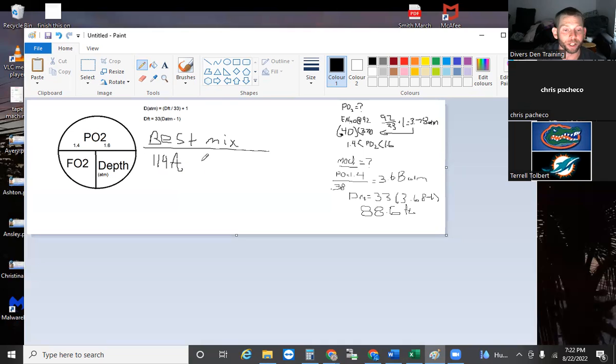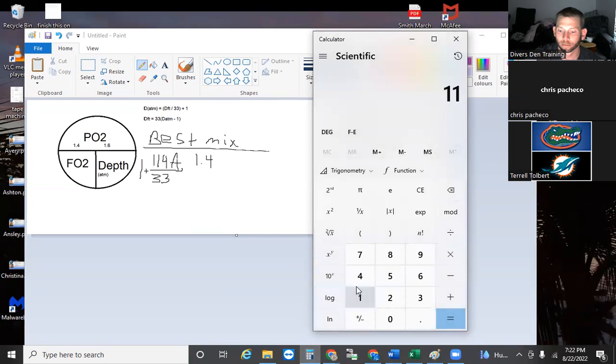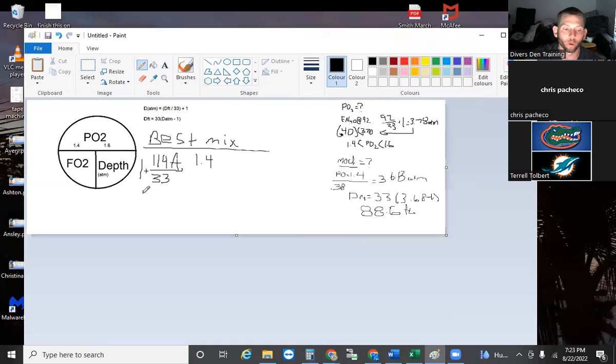Okay, and I don't want to exceed 1.4 of a partial pressure. So now I have to convert that to atmospheres, right? So I'm going to divide that by 33, and I'm going to add 1 to it. It's pretty simple ratio to figure out the water pressure. I'm going to add 1. That's going to be 4.4545 atmospheres.